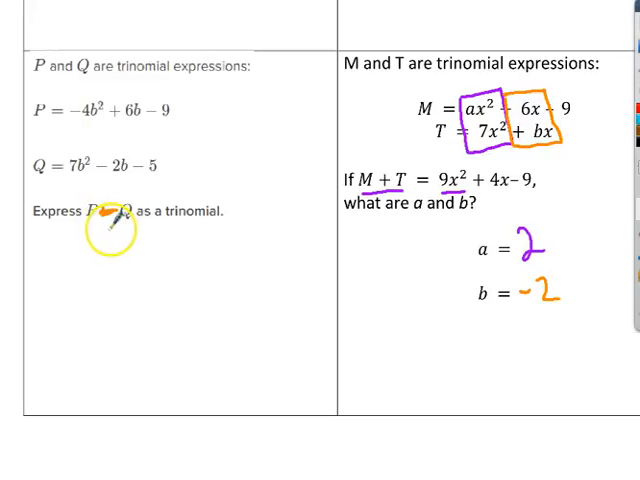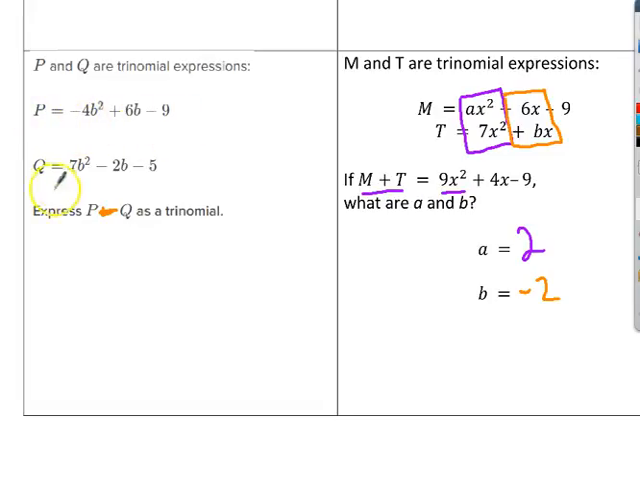Because of this minus, I have to change the signs. Which one do I change all the signs of? The P or the Q? Which one's the keep and which one's the change? Which one do I keep? P or Q? So this was the keep.